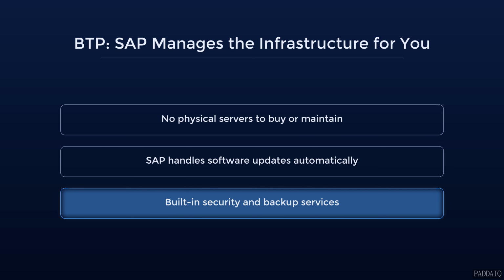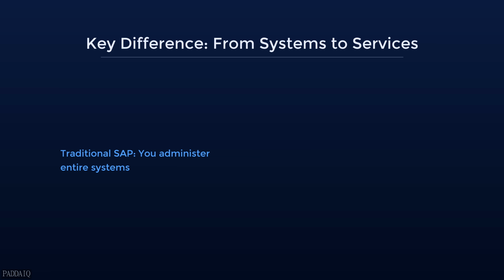Key difference: from systems to services. With traditional SAP, you administer entire systems. This means you manage the entire software stack, from the underlying hardware and operating system to the database and application itself. For example, you are responsible for installing updates, applying security patches, and ensuring server performance. This gives you full control but also requires significant effort and expertise to maintain.